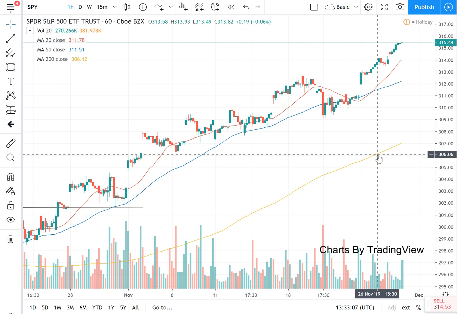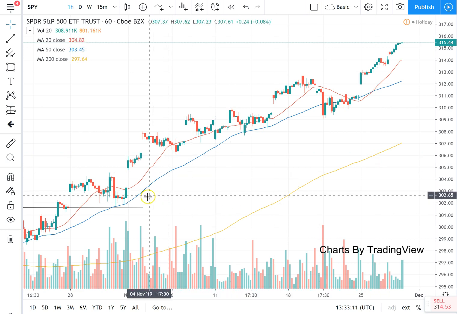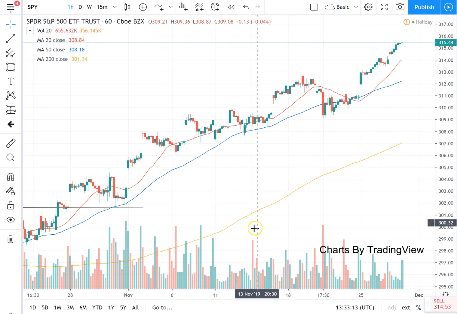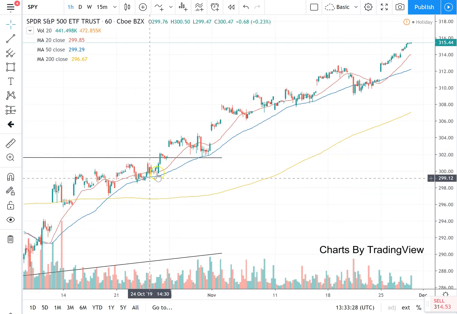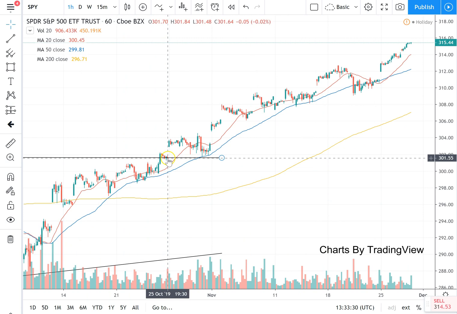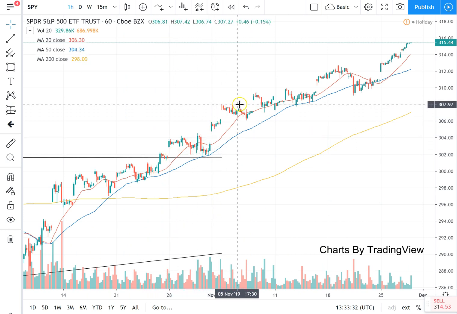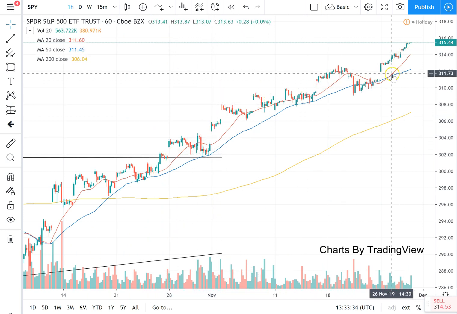Whenever you see an index or stock that is trading above the rising 60-minute 50 MA and 200 MA, it tells us there's a possibility that it's going to move up in the short term to mid term, which is why you see after the breakout the SPY continue to move up, move up, move up, and move up.